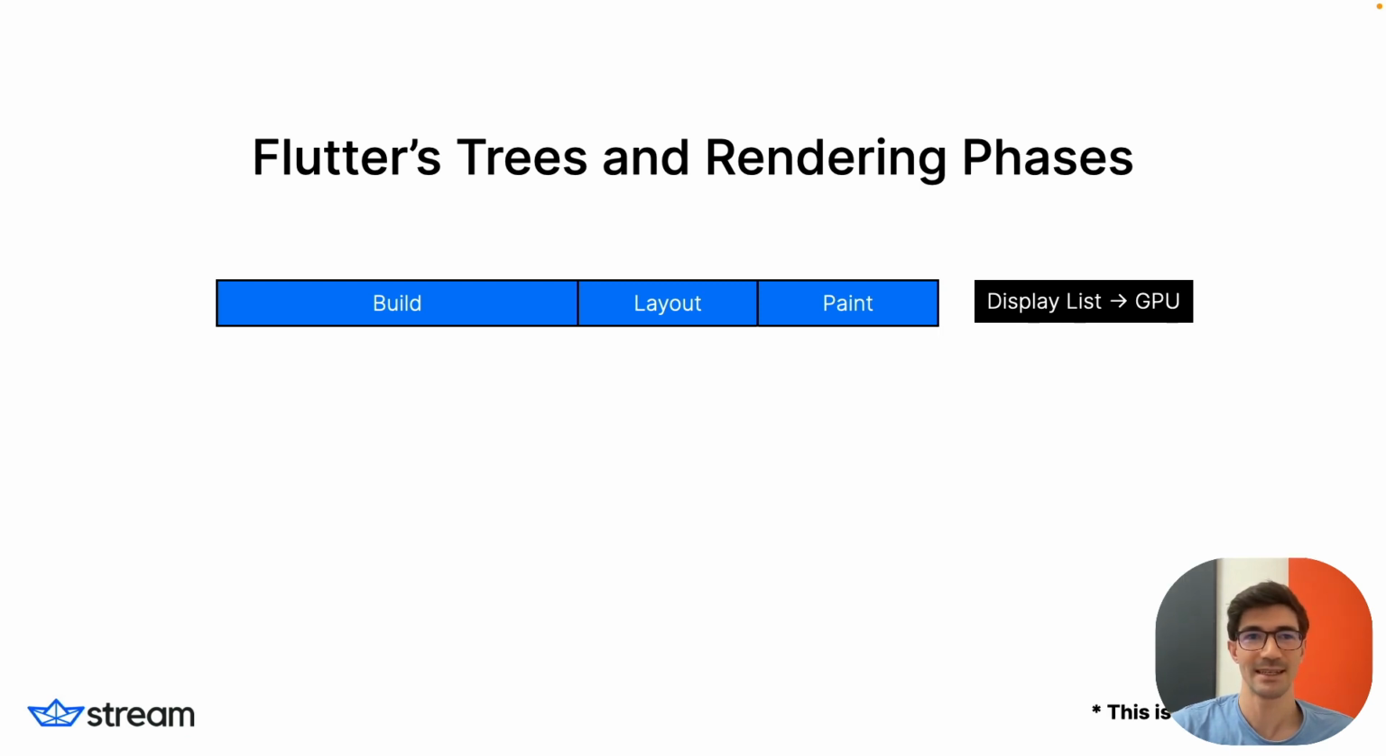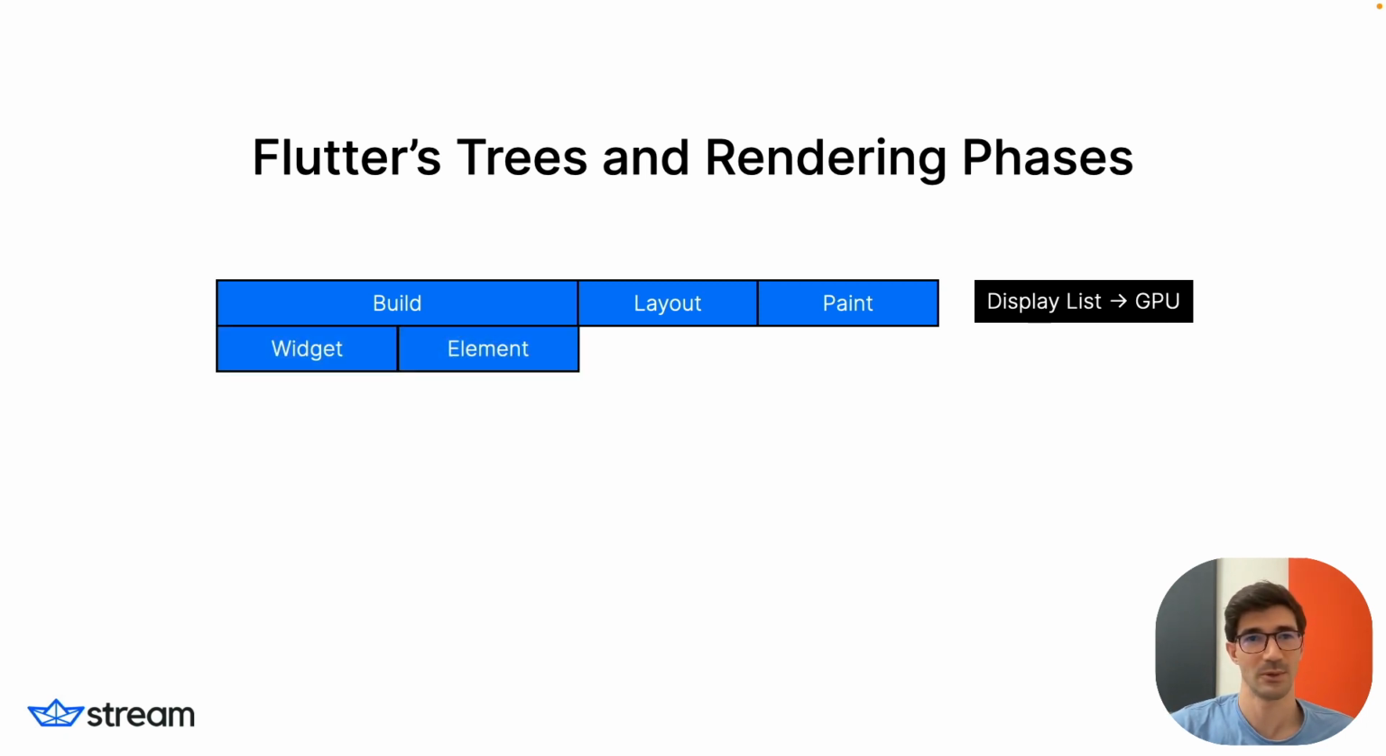So first, let's take a look at all the different phases that are responsible for rendering. We can see that we have the build, layout, and paint phase. And then finally, all of this creates a display list that will then be rasterized by the GPU. So the GPU will display it as an image that can be rendered to the screen.